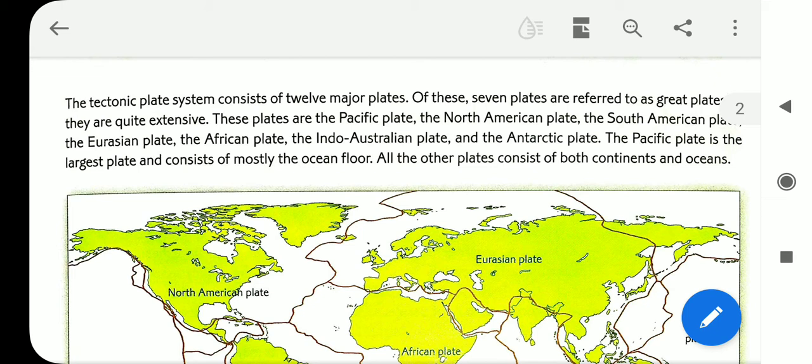The Pacific Plate is the largest plate because the Pacific Ocean is the largest ocean, and it consists mostly of the ocean floor. All the other plates consist of both continents and oceans. That means they include both land and water bodies.